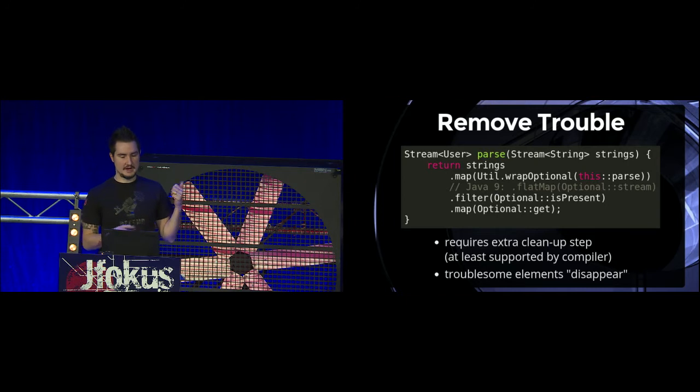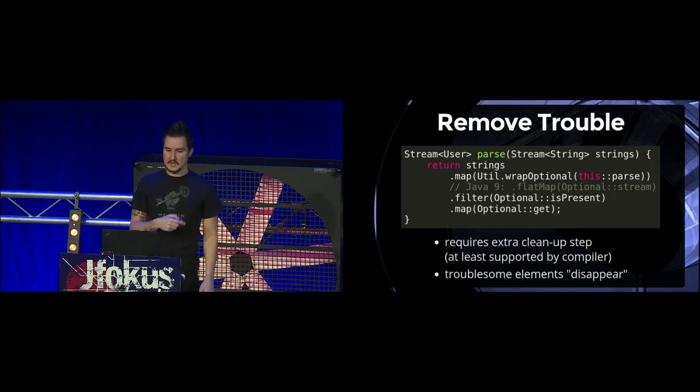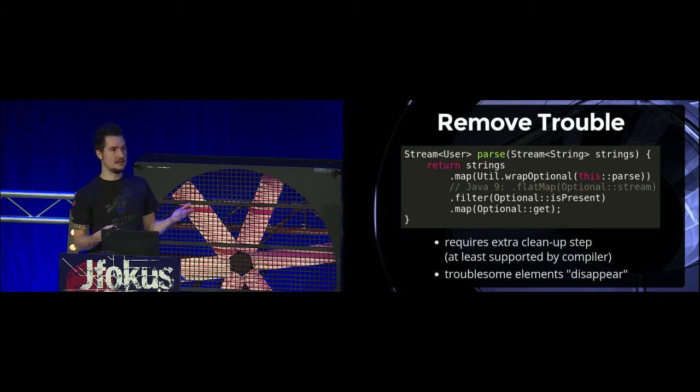I think this one is better because the other way I have to remember that there could be a null in the stream, and the type system is not helping me here. Here it does, the type system helps me. When I return without this map, the compiler is complaining and says, look, you have a stream of optional user, you can't return that. So here I can get the compiler helping me in saying I have to remove the optional wrapper. So troublesome elements disappear. Again, generally, I don't think that's the best solution. So let's go one step further.